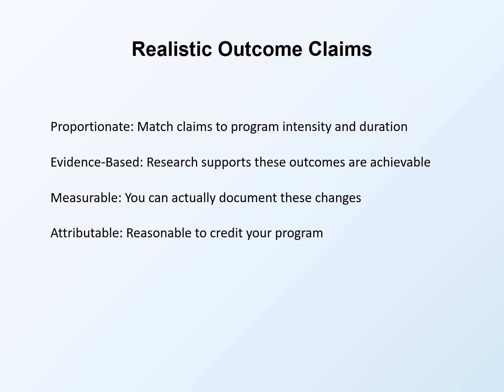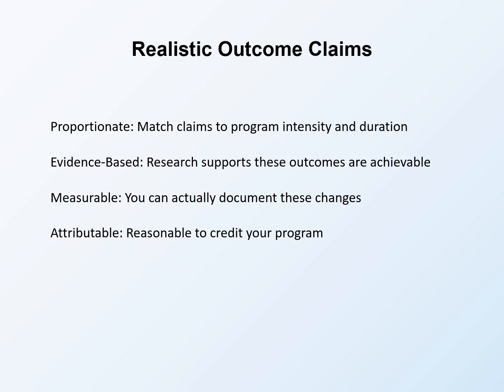Evidence-based claims are supported by research showing these outcomes are achievable. If similar programs have demonstrated these outcomes, your claims are credible. If no evidence supports the outcomes, claims are speculative. Measurable outcomes can actually be documented with available resources and methods. If you cannot follow participants long enough or do not have measurement tools, you cannot demonstrate outcomes.